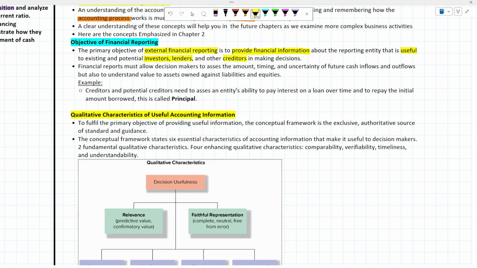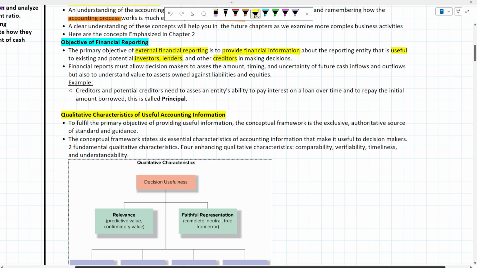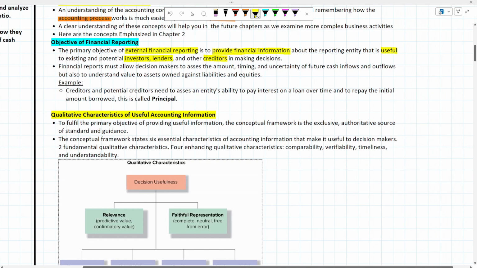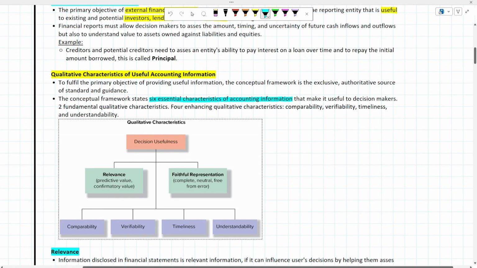To fulfill the primary objective of providing useful information, the conceptual framework is the exclusive authoritative source of standards and guidance. The conceptual framework states six essential characteristics of accounting information that make it useful to decision makers: two fundamental qualitative characteristics, and four enhancing qualitative characteristics, which are comparability, verifiability, timeliness, and understandability. The two fundamental qualitative characteristics are relevance and faithful representation.